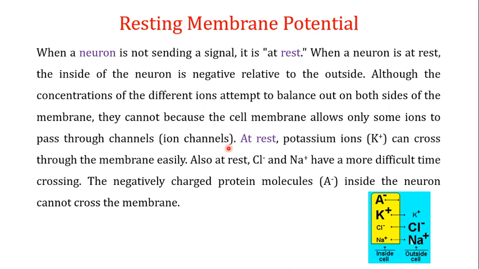Now at rest, the potassium ion can actually cross the membrane easily, as you can see over here. The potassium can passively move in and out of the neuron, but the chloride and the sodium ions have a more difficult time crossing. Now the negatively charged protein molecules, which are represented by A over here, are inside the neuron and they cannot cross the membrane.